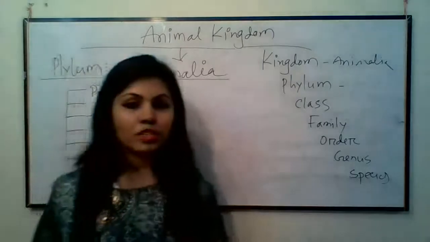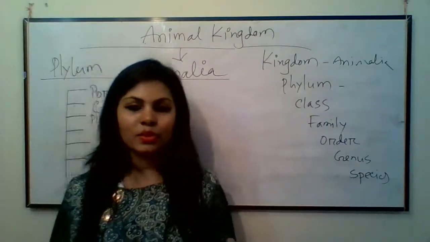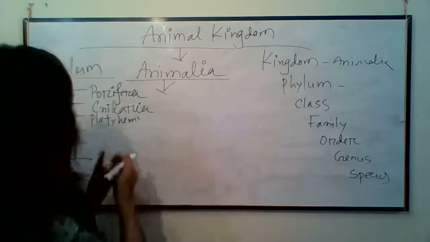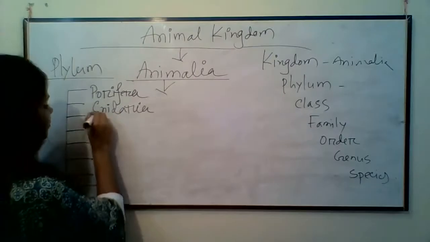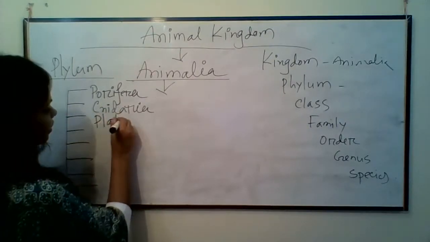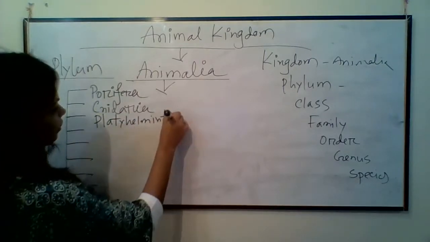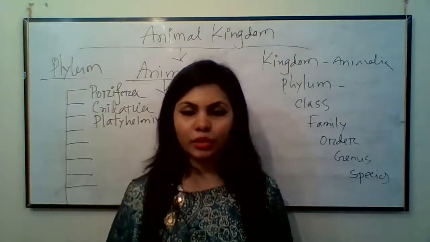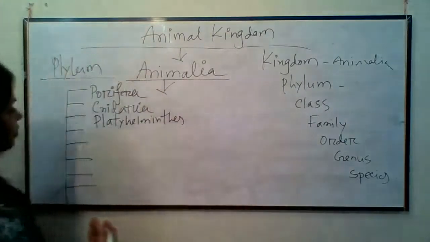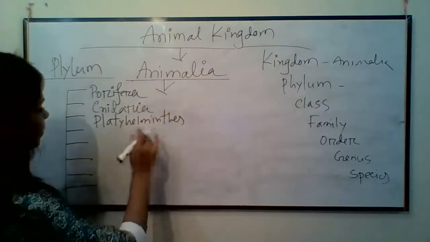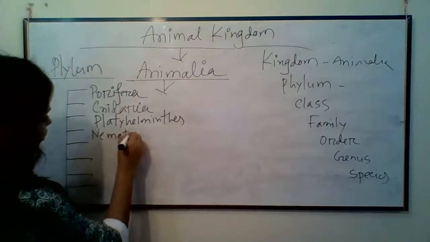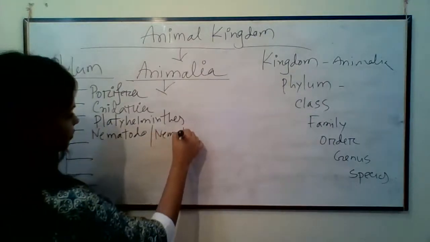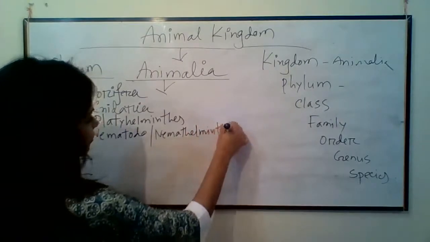I have to write largely so that you can understand. Their pronunciation is different; somebody says it this way or that way, no problem. You have to know them, and be careful about spelling mistakes. So, Porifera, Cnidaria, Platyhelminthes, then Nematoda, which is sometimes also known as Nemathelminthes.